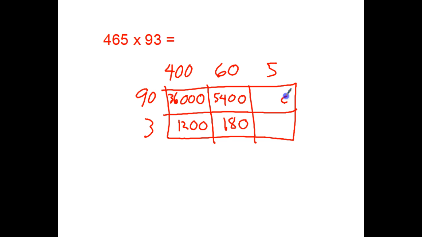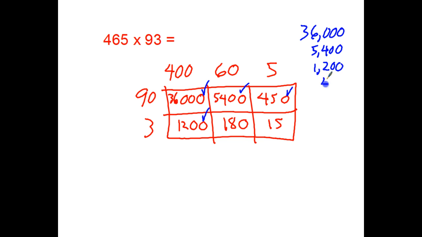5 times 90, 1 zero, 5 times 9 is 45. And 3 times 5 is 15. Add up all my numbers. I got 36,000, 5,400, 1,200, 450, 180, and 15. I just add them up.